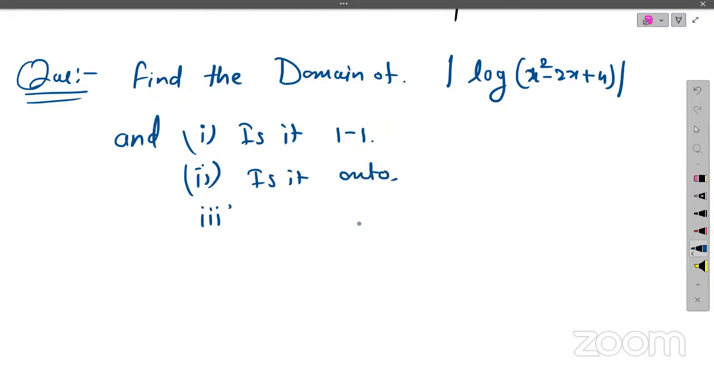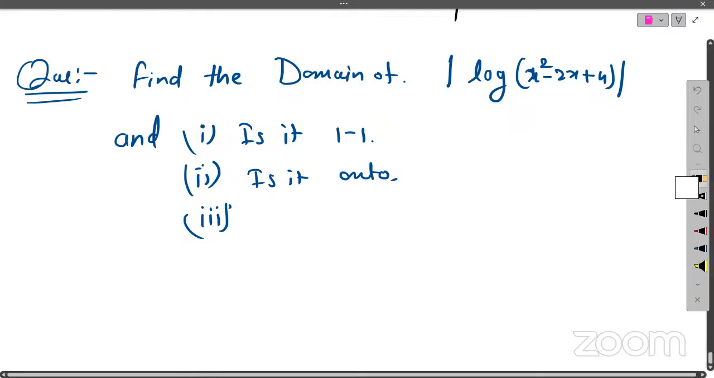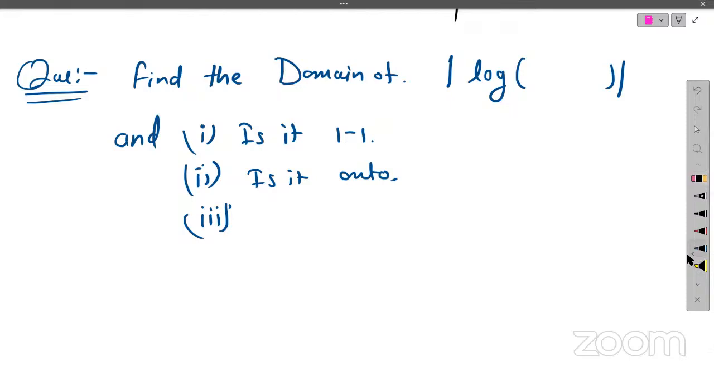Third thing is, in place of a square function, let's take a simple one, because square will become more complicated. Suppose I have a function 3x plus 4. Is it a 1-1 function? Is it an onto function? And what else can I ask? Domain, you have to find out, obviously. Yeah, that's all.